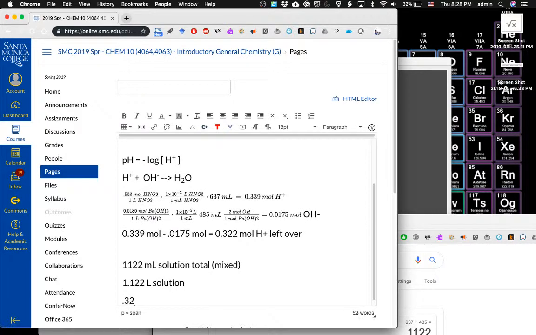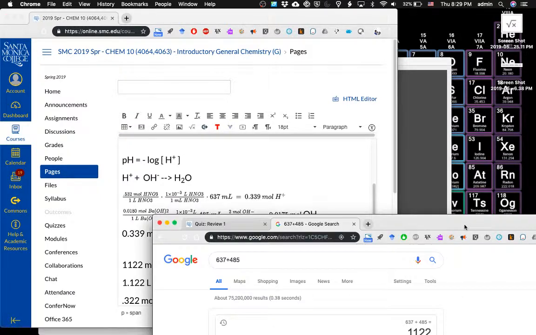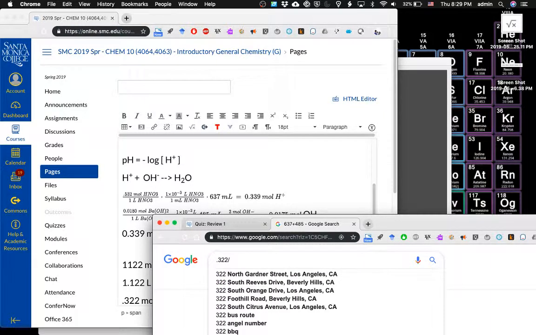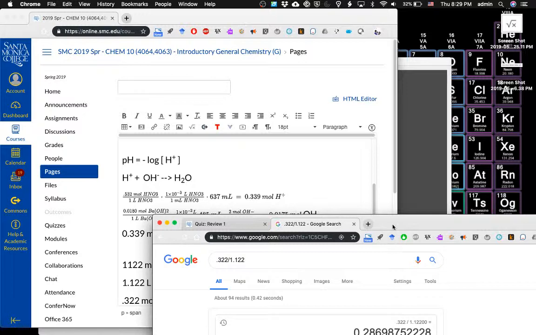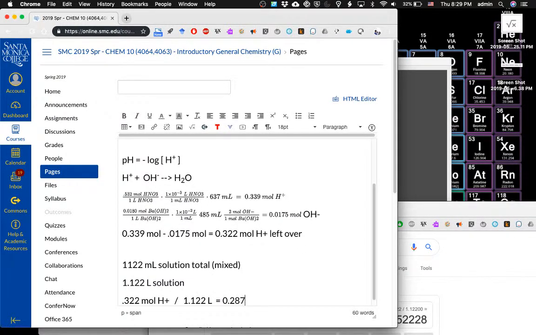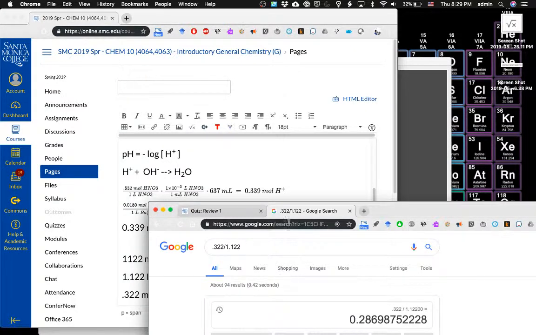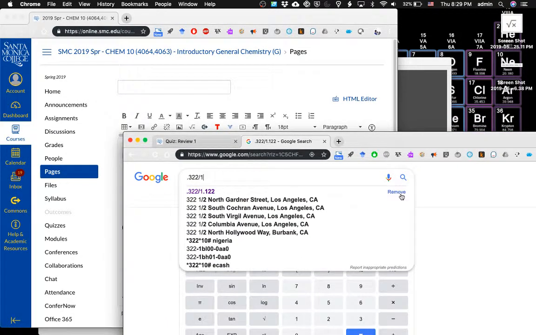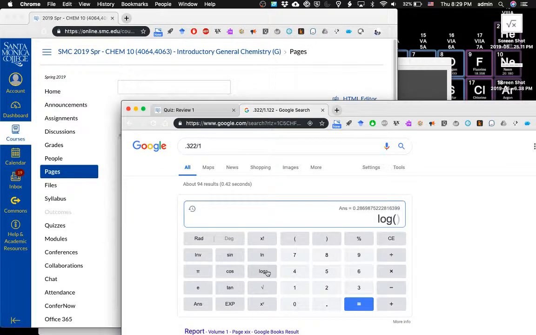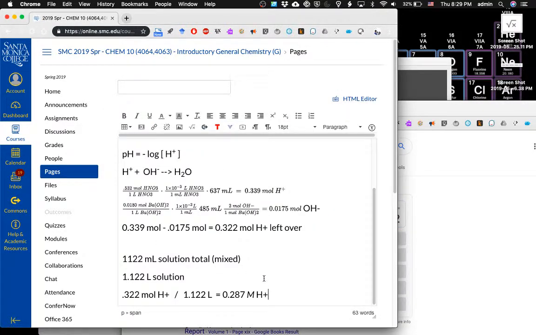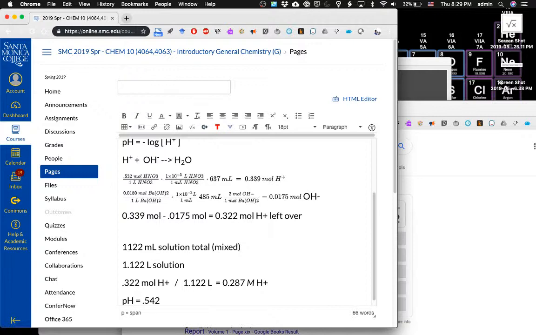So 0.322 moles of H plus divided by 1.122 liters equals the molarity. And that's going to be 0.322 divided by 1.122, which is 0.287 molar H plus concentration. Now I know what you're thinking. You're thinking, hey, I can just take the negative log of that, and that'll be the answer. Well, you would be right. So negative log of this. The log of the answer is this, and the negative of this is 0.542. So the answer is 0.542. That's my answer.